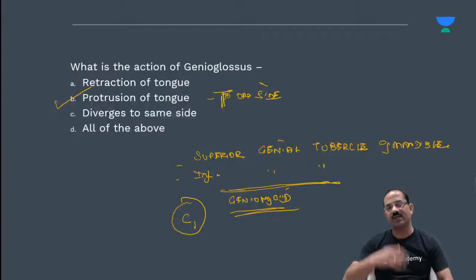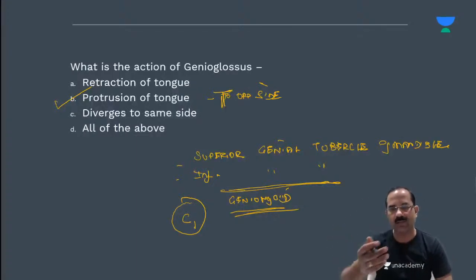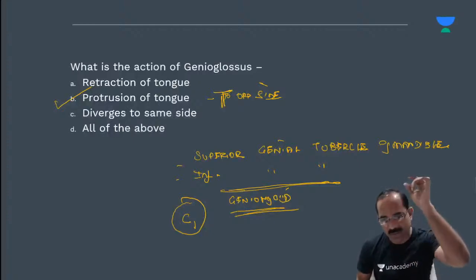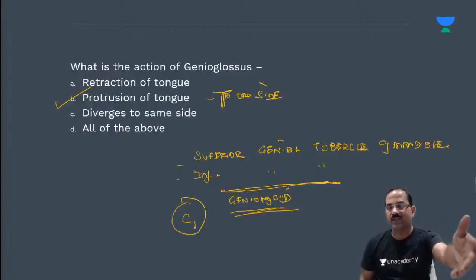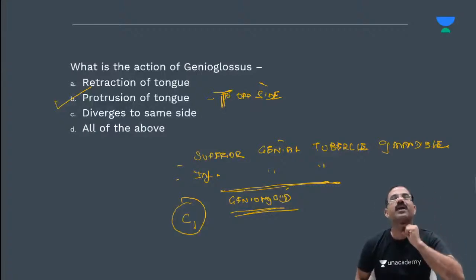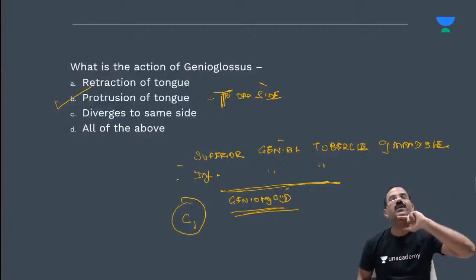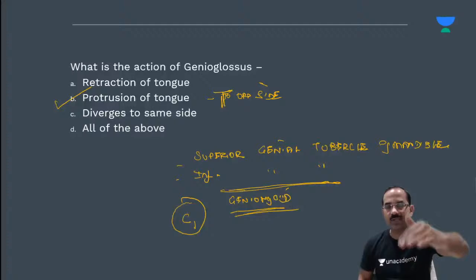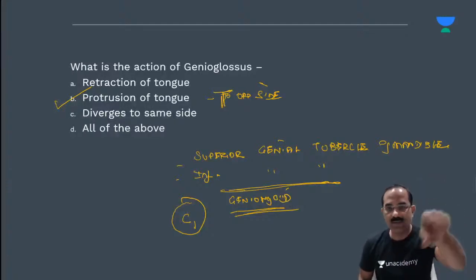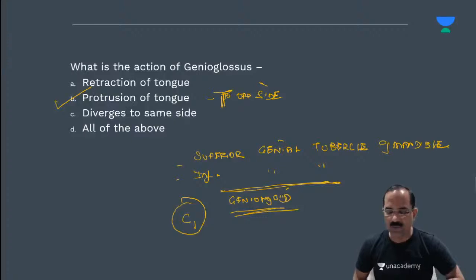No, thyrohyoid is an infrahyoid muscle. Geniohyoid is a suprahyoid muscle, and this geniohyoid is supplied by C1. The other muscle which is supplied by C1 is thyrohyoid, which is an infrahyoid. Geniohyoid is above the hyoid bone. It's a suprahyoid muscle, supplied by C1. Remember, fibers of C1.